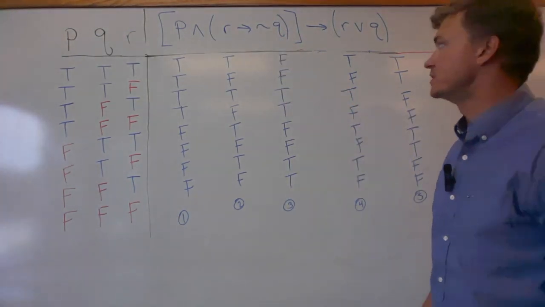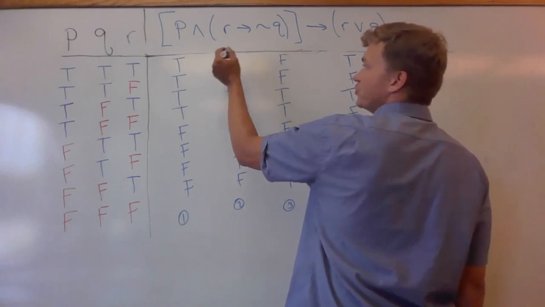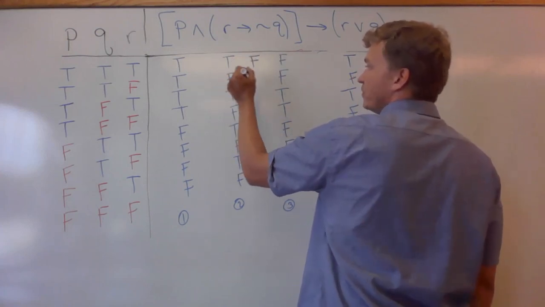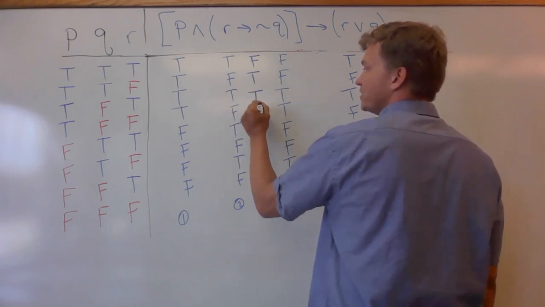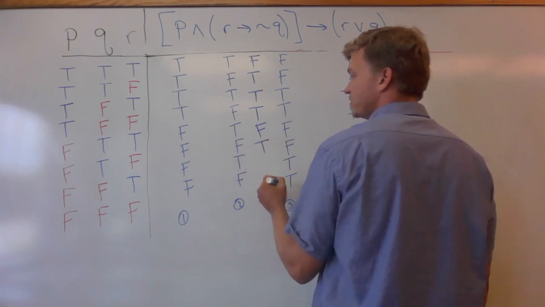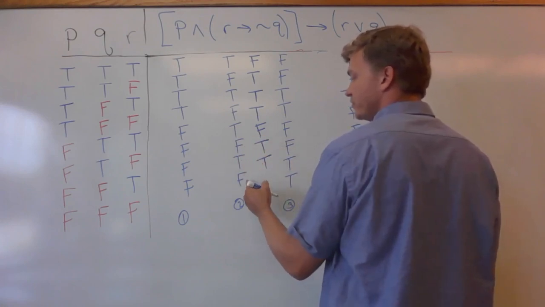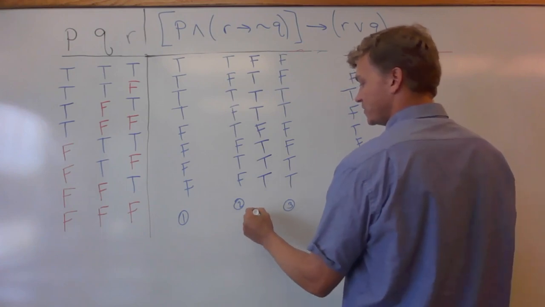Let's start inside parentheses. Implies, T implies false, or true implies false is false. False implies false is true. True implies true is true. False implies true is true. True implies false is false. False implies false is true. True implies true is true. False implies true is true, giving us our column six.